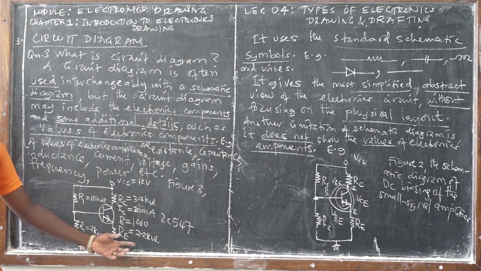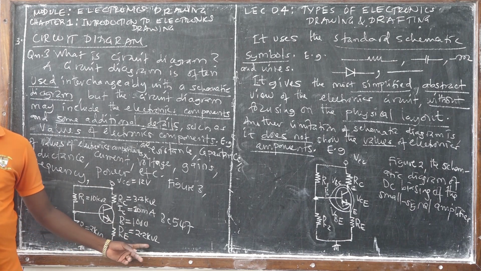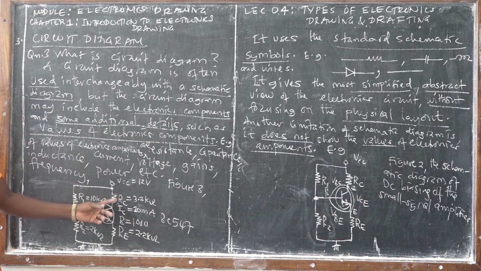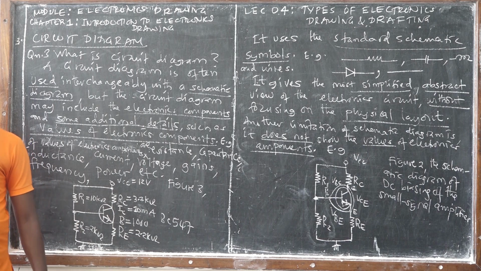Then what is the resistance connected to the emitter terminal of the NPN transistor? The value is 2.2 kilo ohm. What is the value of the resistance connected to the collector terminal of the transistor? The value is 3.3 kilo ohm.